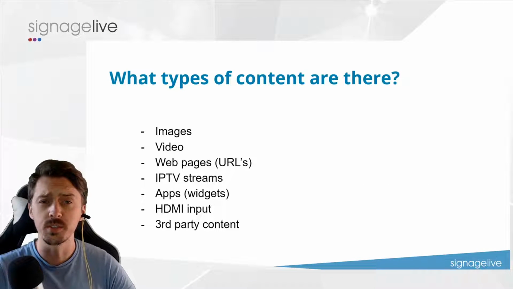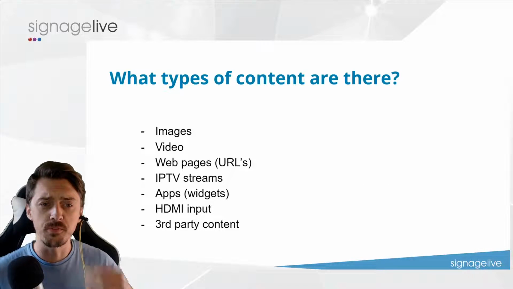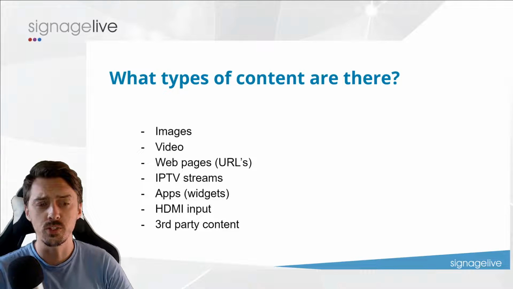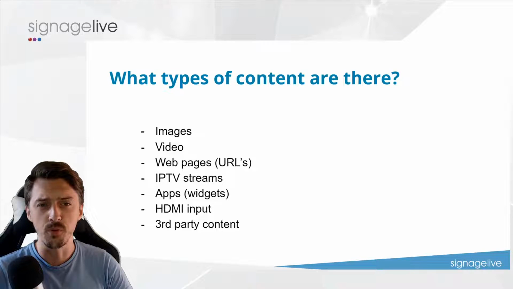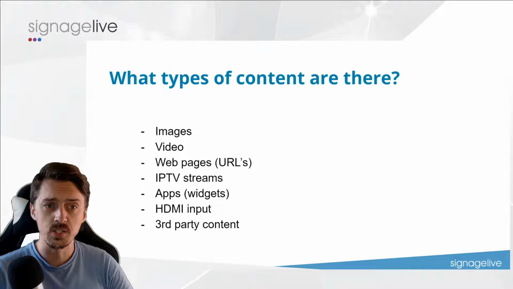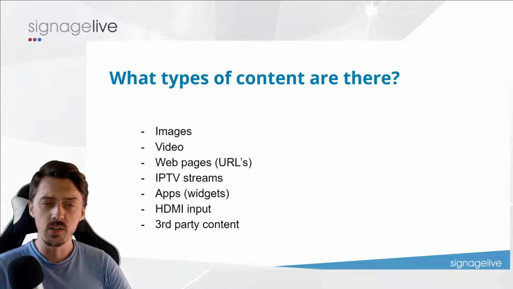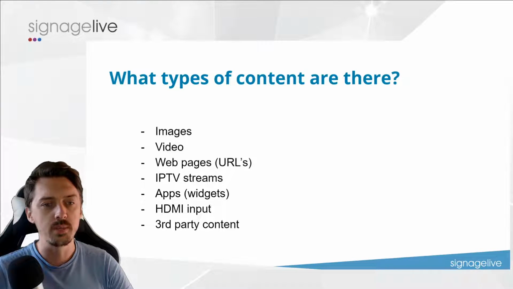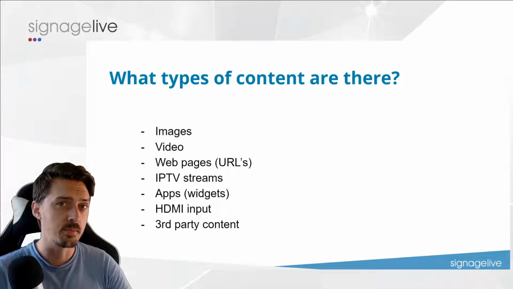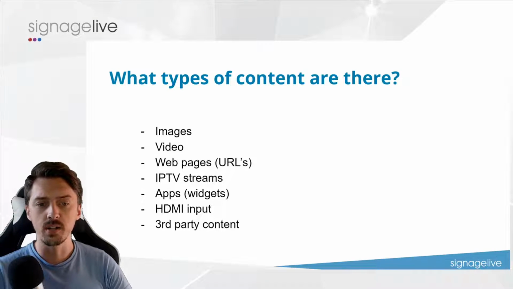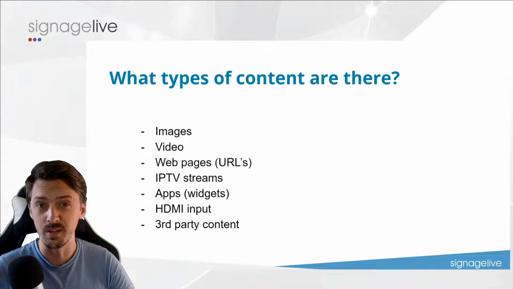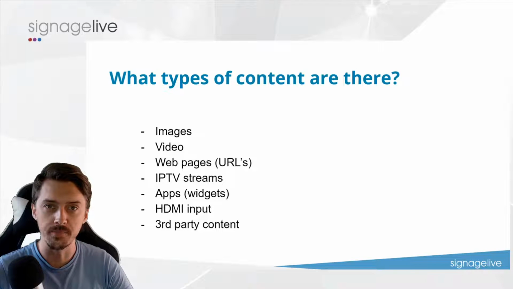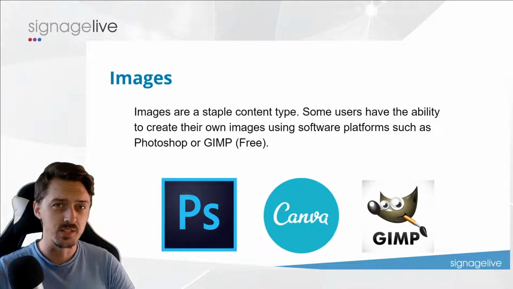So what types of content are there out there? We've covered some of these before. We will be going back to some of them again just to make sure that we cover off everything, and we'll be adding in some additional features that we haven't talked about before. But some of the basic ones: images, videos, web pages. Then you get into some more complex IPTV streaming, apps within the marketplace, HDMI inputs, and then finally on top of that, third-party content and what they can bring to the table if maybe you don't have the time or maybe you don't have the resources to go and collate a huge, vast amount of information that is out there already. So starting with images, very basic.